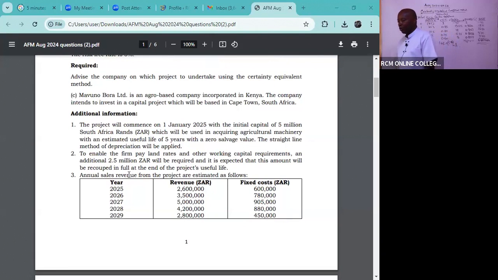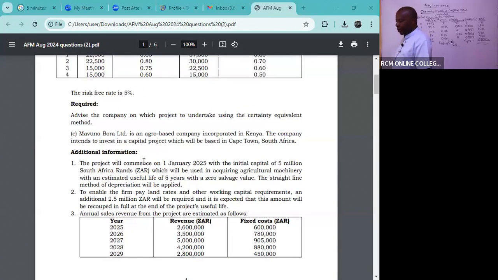So we are told here Mavuno Bora Limited is an agro-based company incorporated in Kenya. The company intends to invest in a capital project which will be based in Cape Town, South Africa, where they use the rand, ZAR. The project will commence on 1st January 2025 with the initial capital of 5 million South African rands, ZAR, which will be used in acquiring agricultural machinery with an estimated useful life of 5 years with a salvage value of zero. The straight line method of depreciation will be applied.